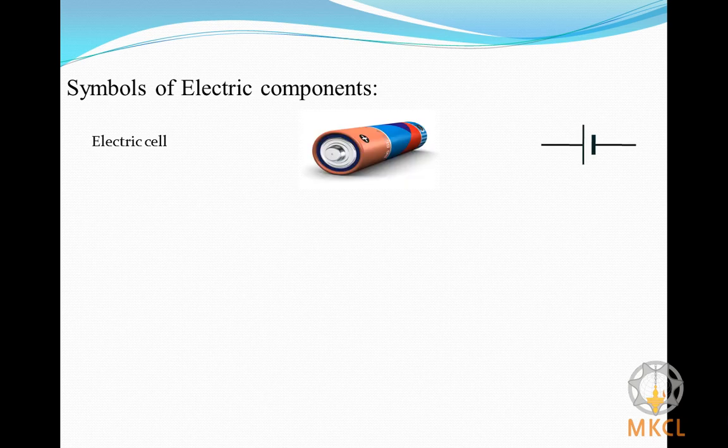This is an electric cell. We can see the picture and the symbol. Third is the symbol, second is the picture of the electric cell. This is an electric bulb. The third one is the symbol for the electric bulb which we will use in circuit diagrams.